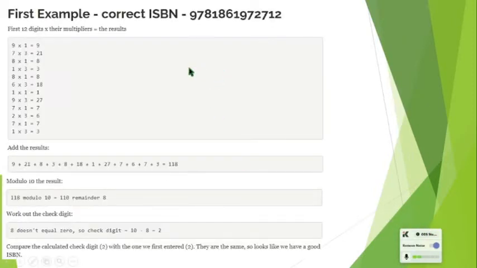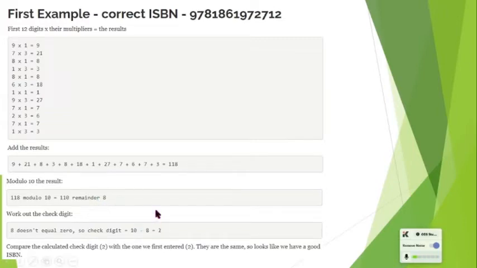Now, let's have this example, 978-186-1972-712. I-alternate lang natin. So, yung 9 multiply by 1, then yung 7 by 3, so on and so forth. Then, yung results niyan, i-add mo lang lahat. So, that is 118. Then, i-modulo mo siya, or kunin mo yung mod ng 118 with 10. So, ang remainder is 8. Then, kung may remainder, para makuha mo yung check digit, subtract mo siya always from 10. So, 10 minus 8 is 2.